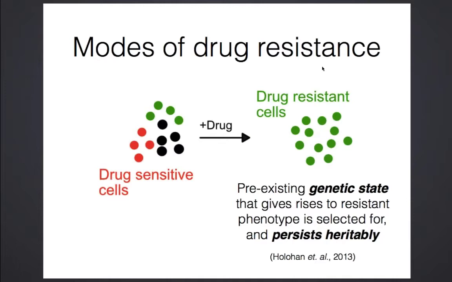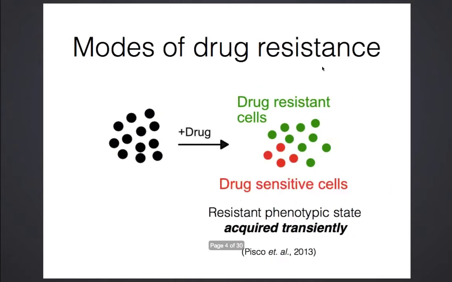So the main point here is that this pre-existing genetic state persists heritably, in the sense that even with further cellular divisions, these drug-resistant cells will continue being drug-resistant because, of course, these mutations are passed down heritably. And there's been a lot of work done in this area, but this also begs the question: is this the only way that cells can resist drugs? And the answer is no.